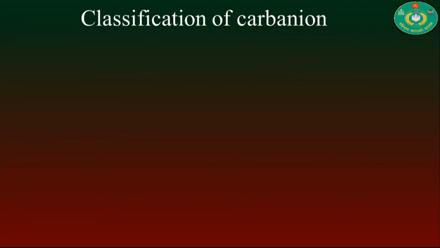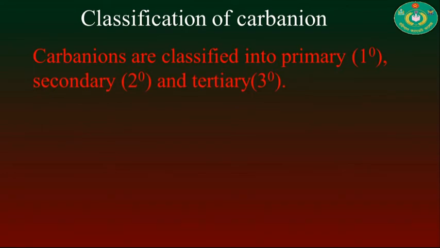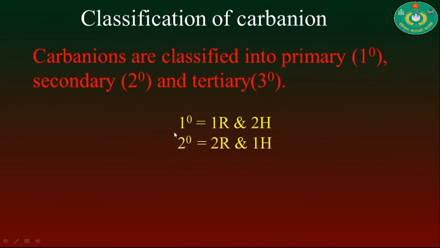Now the classification of carbanions. Carbanions can also be classified into 3 types, which are primary, secondary and tertiary carbanions. A primary carbanion contains one alkyl group and 2 hydrogen atoms. A secondary, that means 2 degree carbanion, contains 2 alkyl groups and 1 hydrogen atom, and a 3 degree or tertiary carbanion contains 3 alkyl groups and no hydrogen atom.